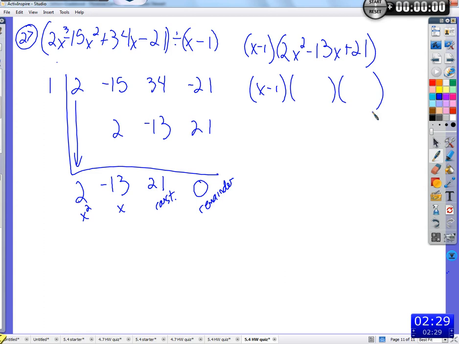Well, now that we've divided out that x minus 1, now we've got this quadratic that we can factor. Take a second and figure out how that factors.